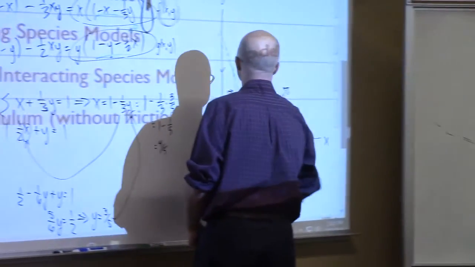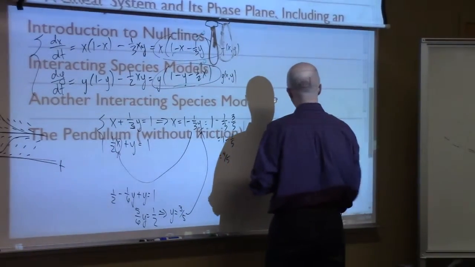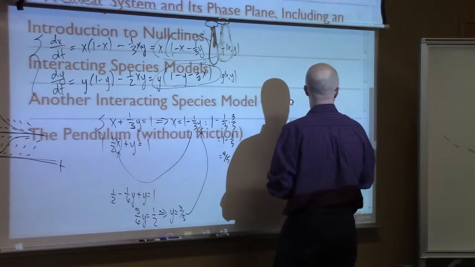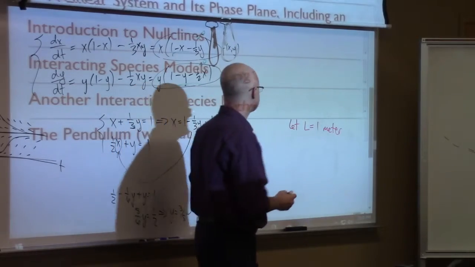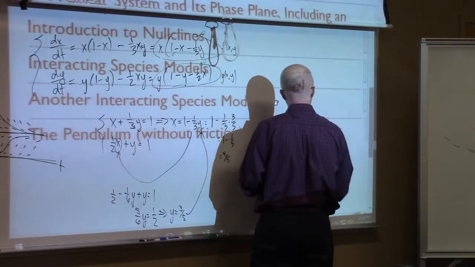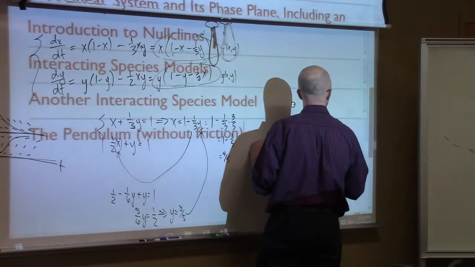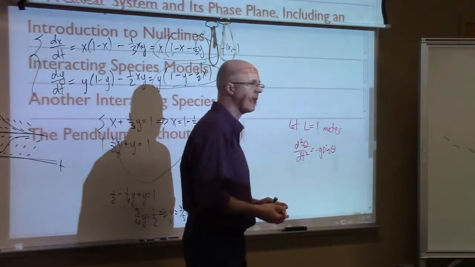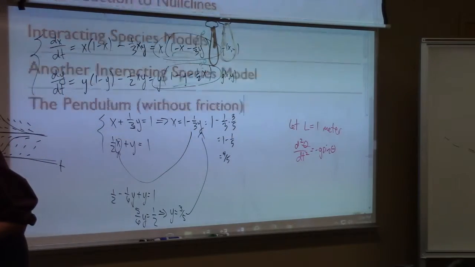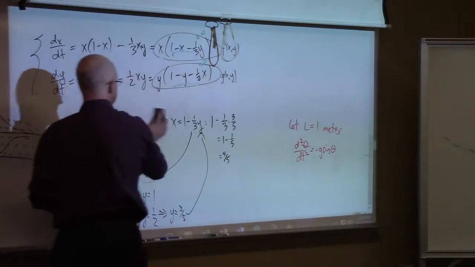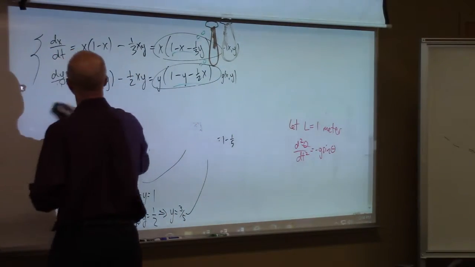Just for the sake of keeping things simple, let's let L equal 1. I guess that would be a 1 meter long rod, just to keep things simple. And your equation then becomes the second derivative of theta with respect to time is negative g sine theta. I'm not going to bother replacing g with 9.8. I'll just leave it as g. That's a second order differential equation, just like we had a second order differential equation for a mass on a spring.